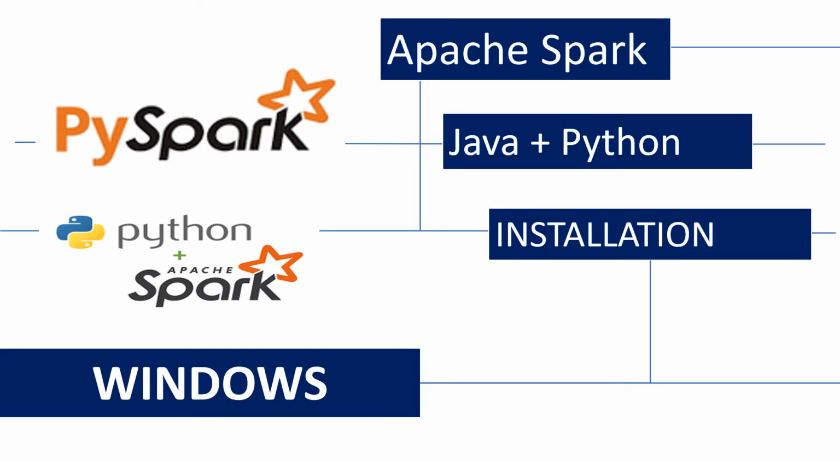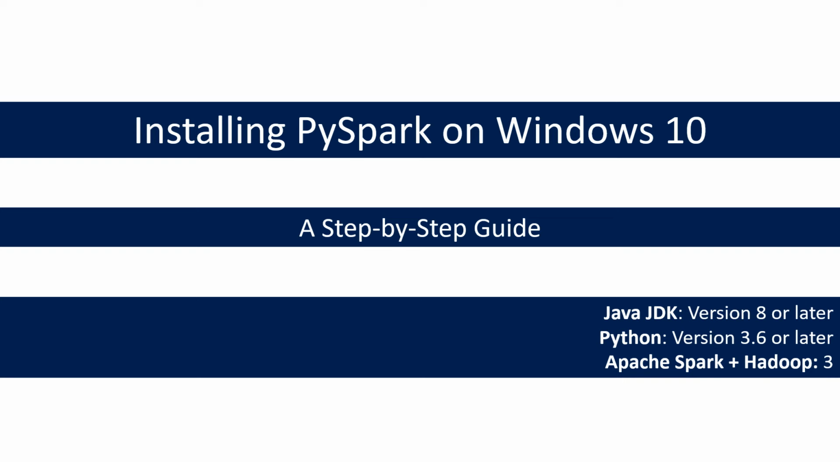Hello and welcome. In this video, we are going to talk about how to install Apache Spark, Java, and Python for PySpark in Windows. For installing PySpark on Windows 10 or 11, we are going to walk through a step-by-step guide. Java JDK version 8 or later is required, Python version 3.6 or later, and Apache Spark plus Hadoop 3.